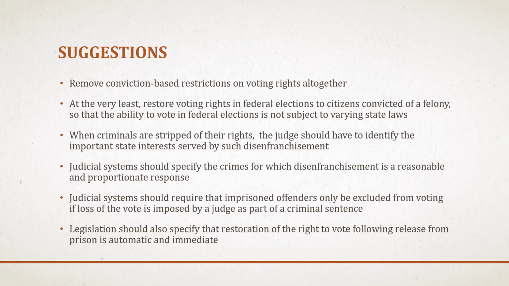Next, when criminals are stripped of their rights, the judge should have to identify the important state interests served by such disenfranchisement. If disenfranchisement laws stay in place, then judicial systems should specify the crimes in which disenfranchisement is a reasonable and proportionate response. Last, criminal justice systems should require that imprisoned offenders only be excluded from voting if loss of the vote is imposed by a judge as part of the actual criminal sentence. Legislation should also have to specify that restoration of the right to vote following release from prison is automatic and immediate.